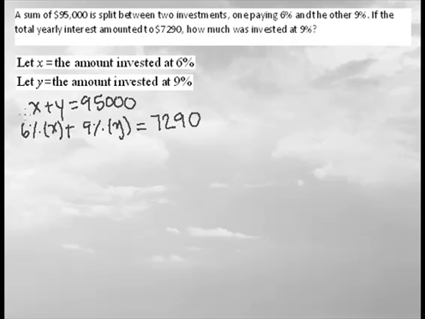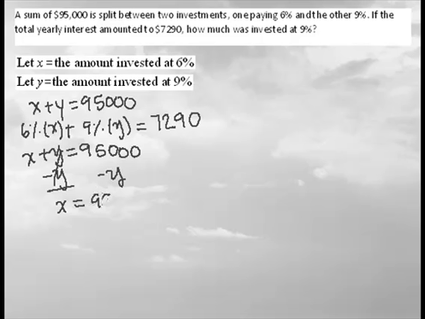Now, we're gonna get the first equation and we're gonna solve for one of the variables. So let's go ahead and solve for X. For that, we're gonna bring the Y over to the other side. So we have that X equals 95,000 minus Y.